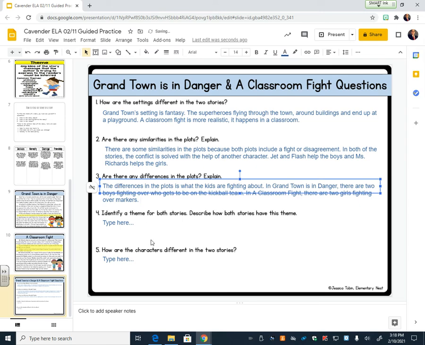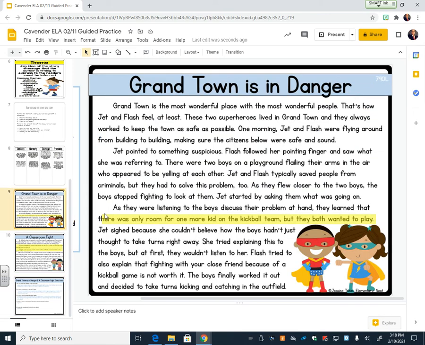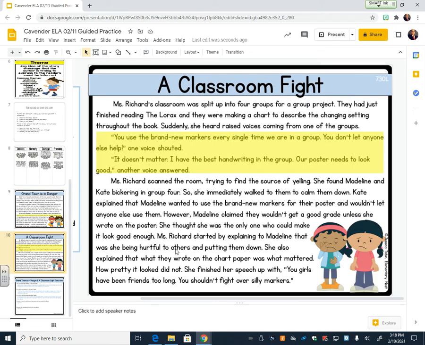All right, boom. So now we need to look for a theme for both stories. Well, I'm going to think. So Jet and Flash tell the boys that fighting over a kickball game is not worth it. And Miss Richards tells the girls, "You two have been friends for too long. You shouldn't fight over silly markers."